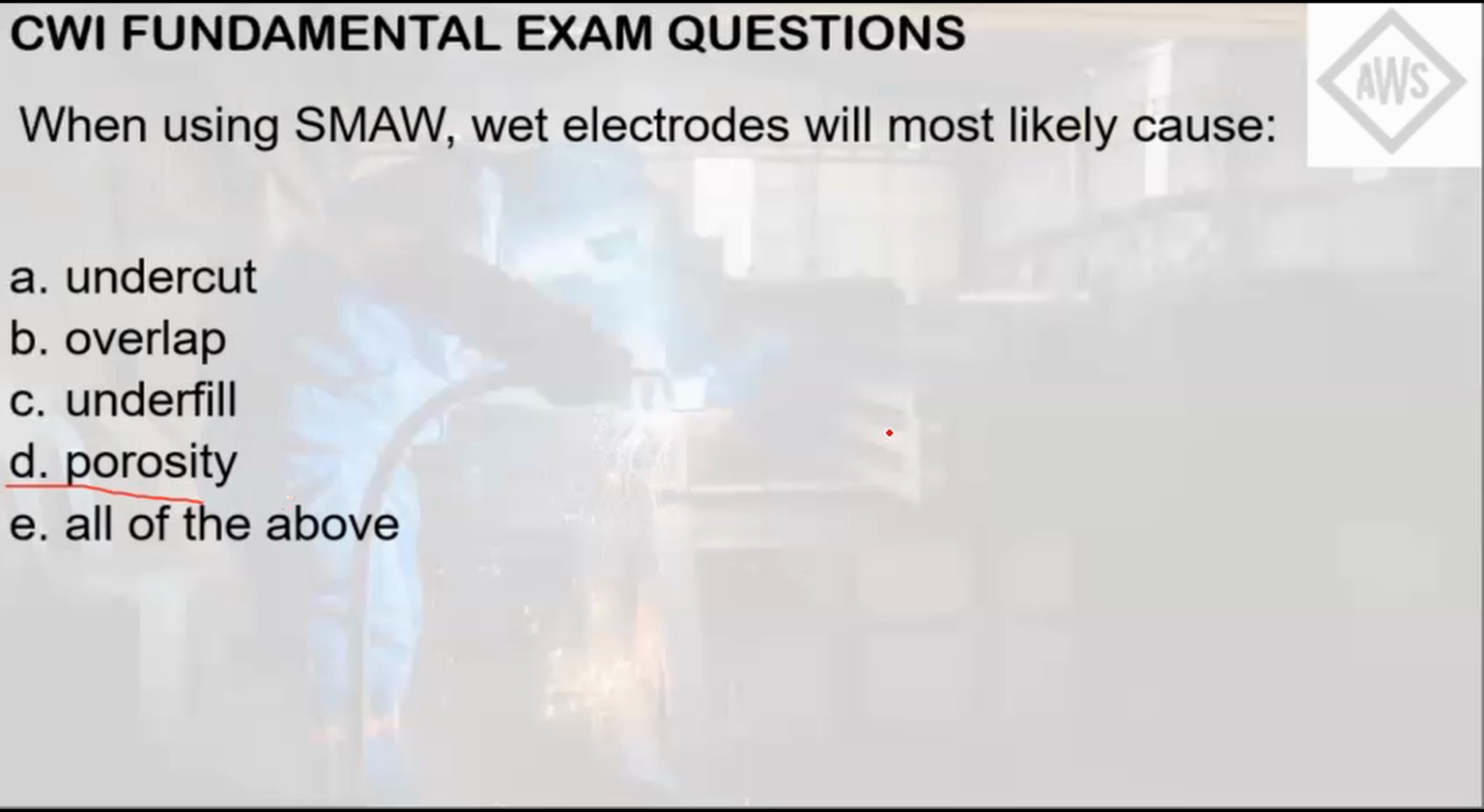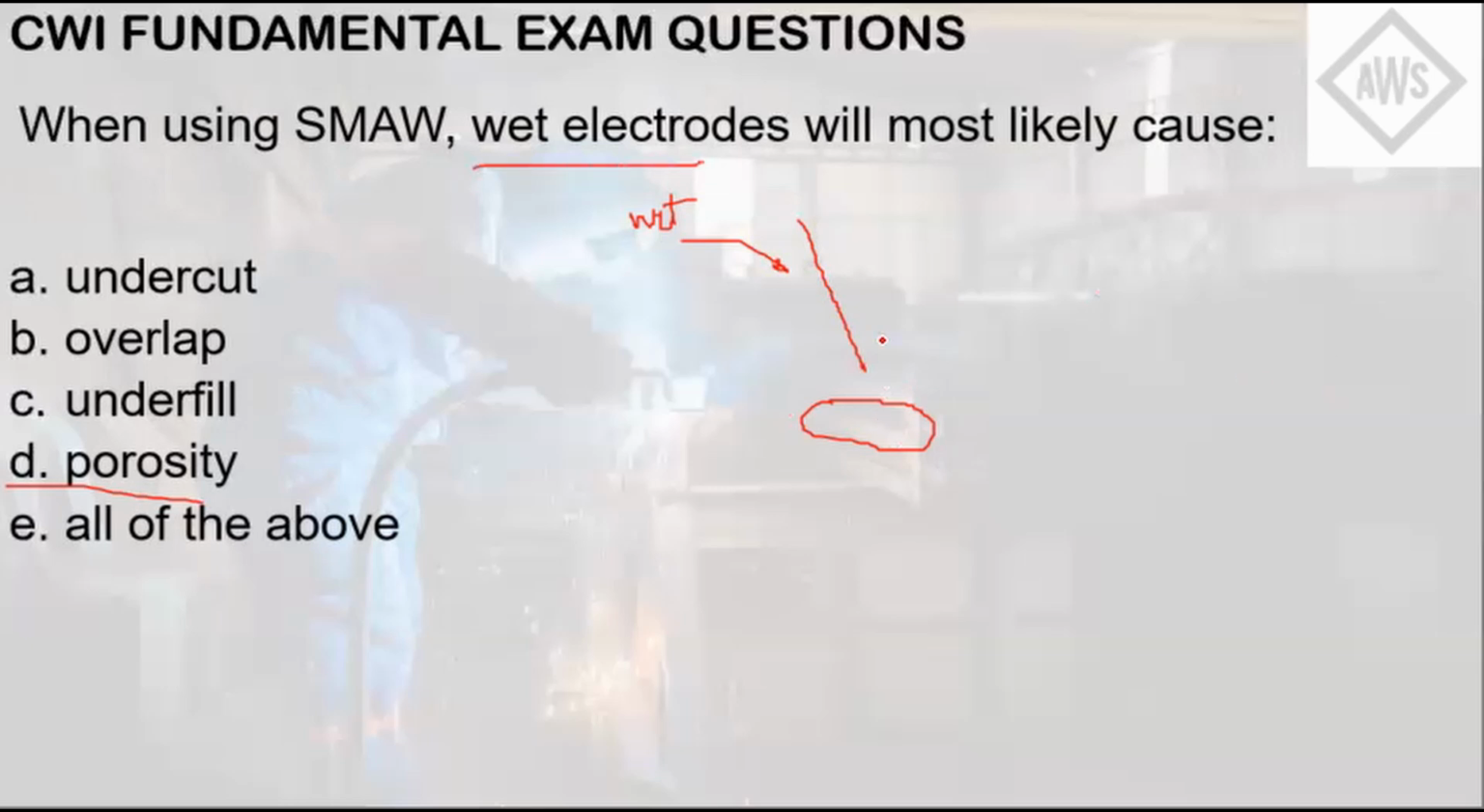Porosity is just hydrogen, oxygen, and nitrogen trapped in the weldment. So if this electrode is wet or has moisture, basically you're putting more hydrogen, oxygen, and nitrogen into the weld puddle, because essentially moisture is just a combination of hydrogen and oxygen, H2O. So then porosity will likely happen if you're using wet electrodes.